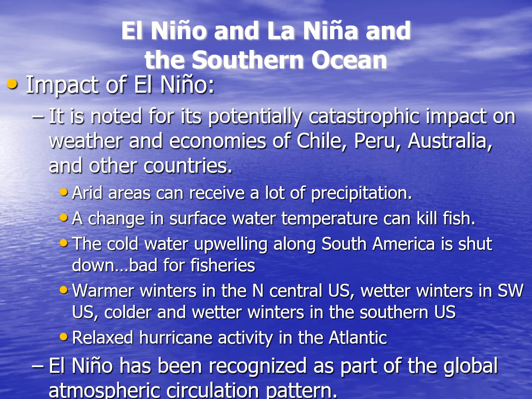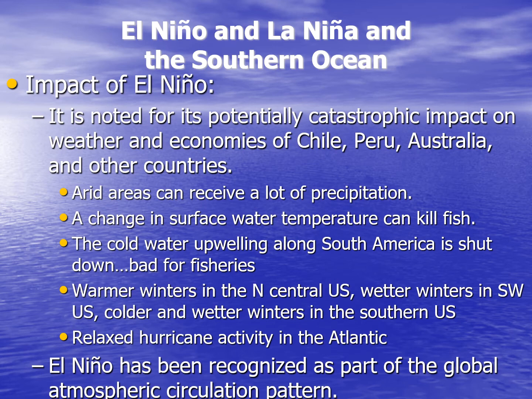Okay, so here we go. Effects of El Nino. All right, so it is most catastrophic for Chile, which is that long, skinny country on the west coast of South America, Peru, Australia, and other countries. So what happens during El Nino years is that arid regions can get a lot of precipitation, which is not necessarily a good thing. A change in surface water killing fish. The cold water upwelling along South America's west coast is shut down, bad for fisheries.